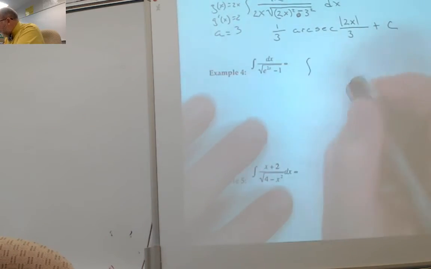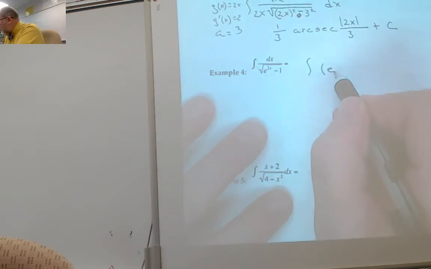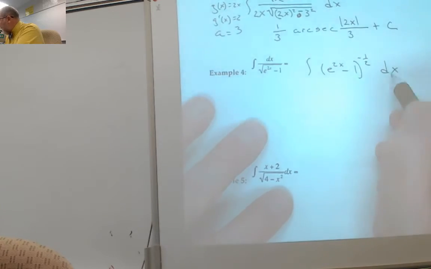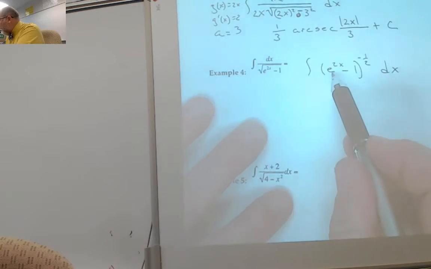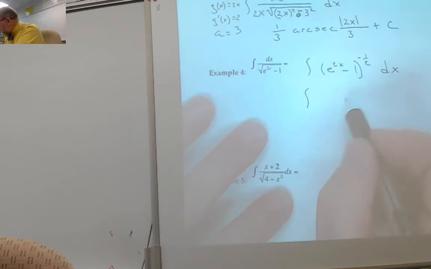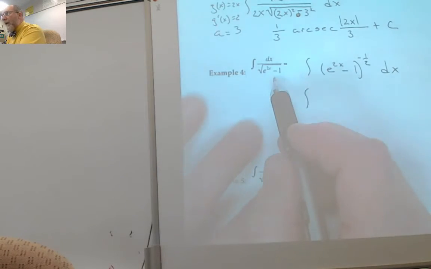Now, again, the way I would start out is I would first look at this. E to the 2x minus 1, to the negative 1/2, dx. Reverse the power rule, but I would need to have the derivative of this over here. I would need 2e to the 2x, wouldn't I? Right? I don't have it. So what I'm going to do is I'm going to write this. So again, I'm thinking arcsine or arcsecant. Do you notice why I don't say arctangent?